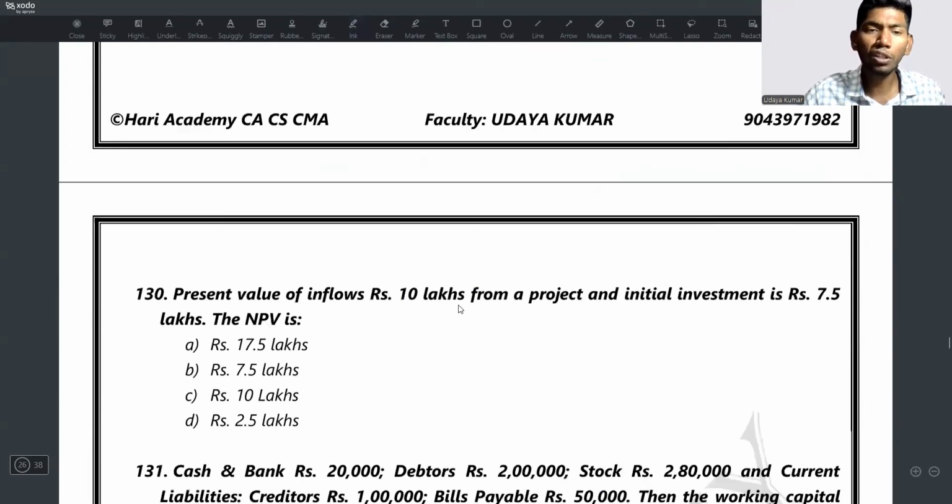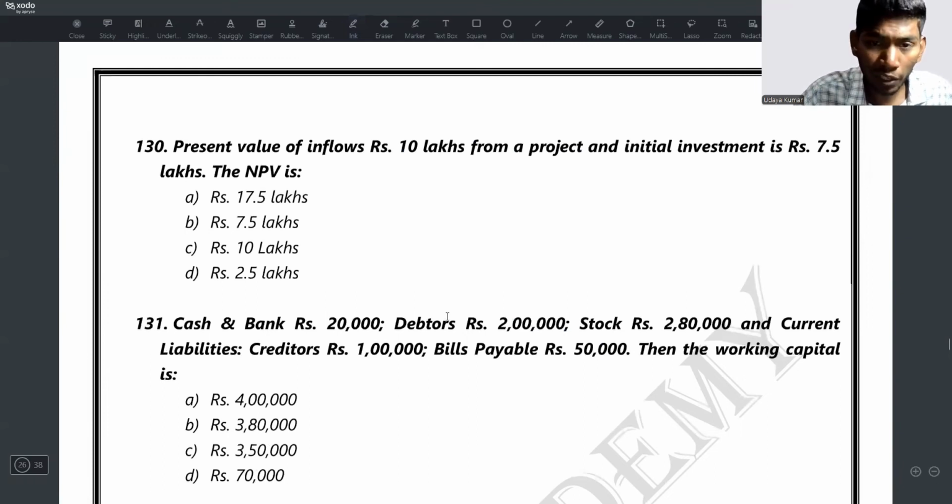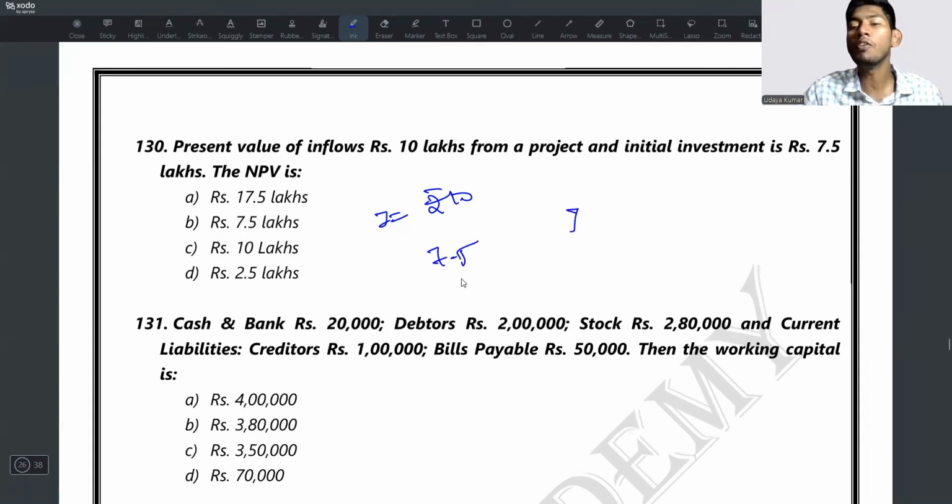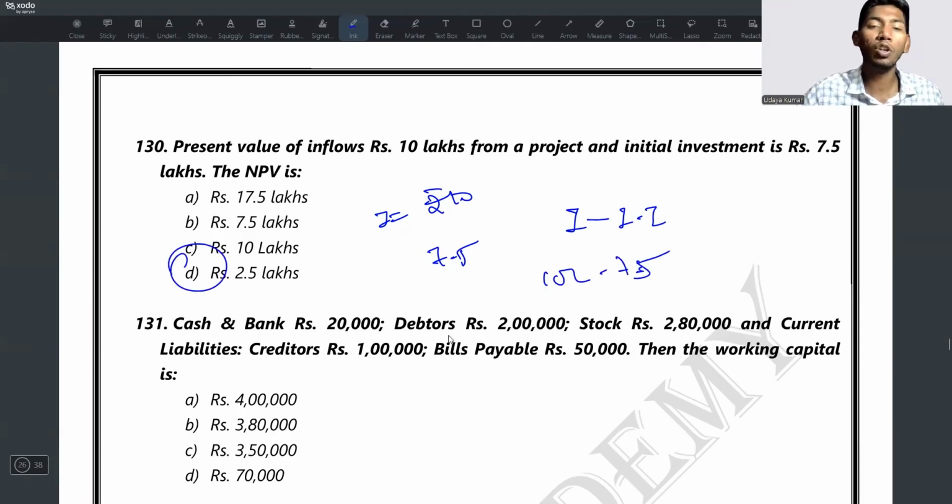Okay. Moving to question number 130. Present value of inflows, rupees 10 lakh inflow from a project, and the initial investment is 7.5 lakh. So NPV, just now we have calculated, is total inflows minus initial investment, which is 10 lakh minus 7.5, equal to 2.5 lakhs. Moving to question number 131.